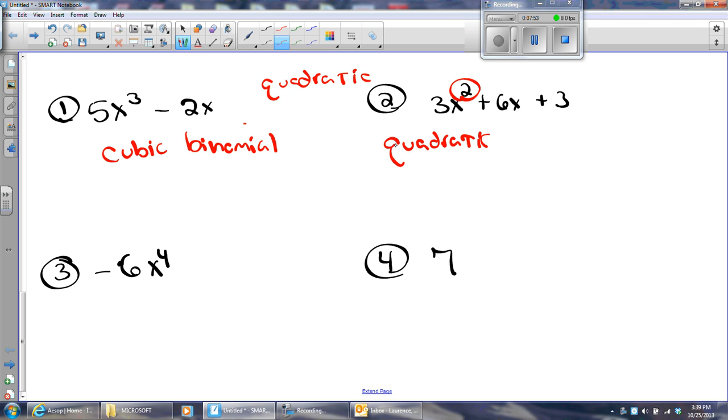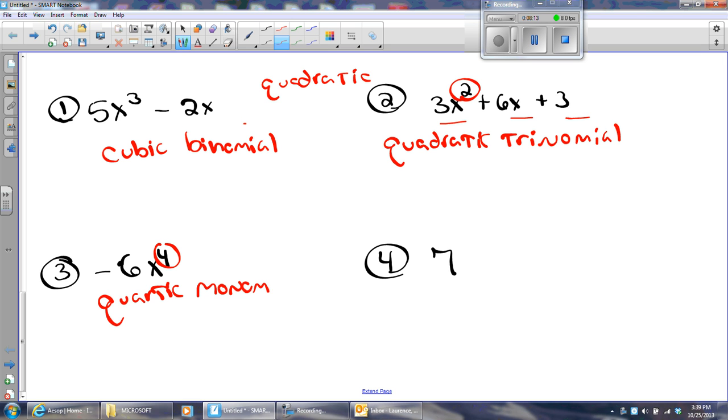Okay, quadratic trinomial. Okay, it's a quadratic trinomial. 3 terms. 1, 2, 3. This is a 4th degree, so that means it's quartic, and it's a quartic monomial. Yeah, there's only 1 term right there.